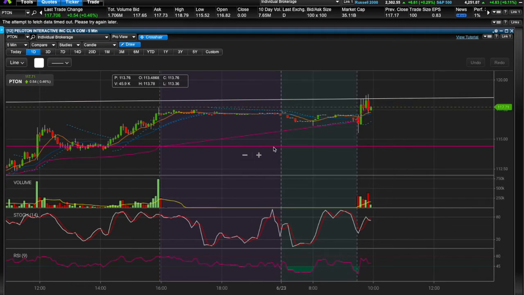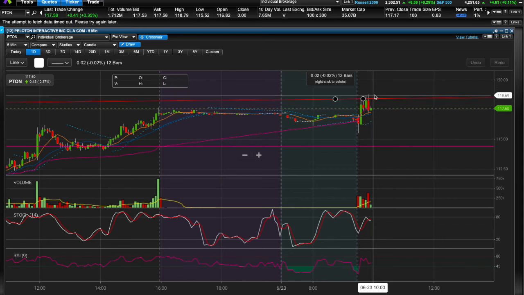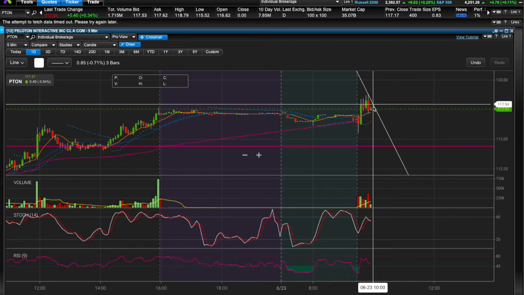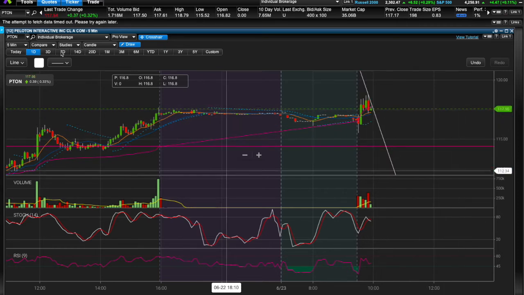Alright guys, so I ended up pausing the screen recording just for a few minutes to try not to take up too much space on my other screen recording. That way it's easier to download. But looks like here on Peloton we may be getting ourselves a flag pattern, as you can see right here. We'll see if it shapes up.